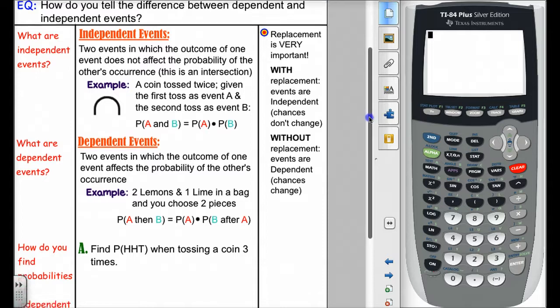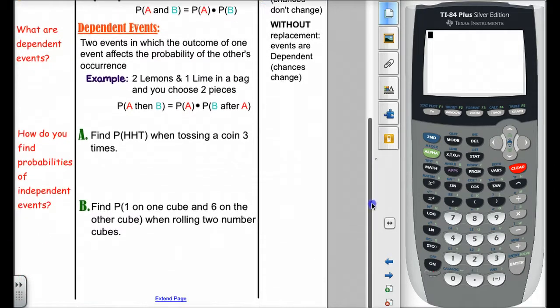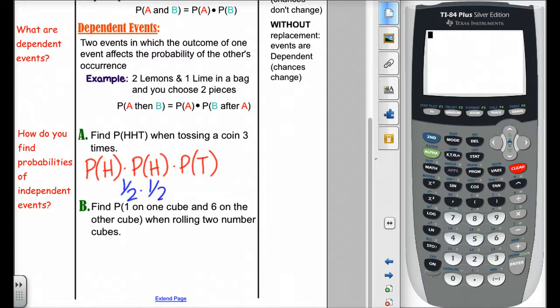So if we take a look at finding probabilities of independent events, we have the probability of flipping heads, heads, tails when tossing a coin 3 times. So this is independent because when I toss this coin each time, the previous outcome has no effect. So we're going to take the probability of flipping a heads times the probability of flipping a heads times the probability of flipping a tails, which in the case of a coin is going to be 1/2 times 1/2 times 1/2, which is a probability of 1/8.